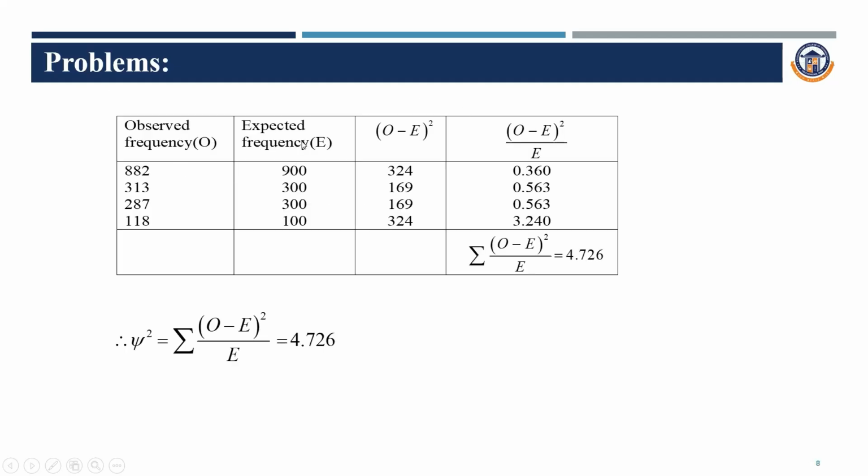In the second column, the expected frequency. Then similarly, we find O minus E whole square, then O minus E whole square by E. So the sum of these O minus E whole square by E values is 4.726. This term is denoted as chi-square. So the chi-square value is 4.726.